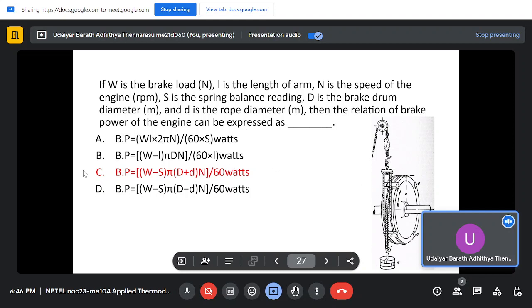The 2 in the diameter gets cancelled out, so you get (W minus S) into (D plus d) by 2 into 2 pi N divided by 60. So the 2 cancels out, and you get (W minus S) into pi into (D plus d) into N divided by 60. So the answer is option C.